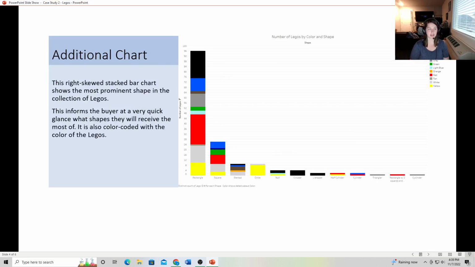My next chart showed what shapes had the highest occurrence. Also, the bars in the shapes are color coded just to give the viewer an additional representation of the data. So you can see that it's a right skewed graph, with rectangles, squares, and slanted and circle shapes being the highest amount of shapes, and then it tapers off.